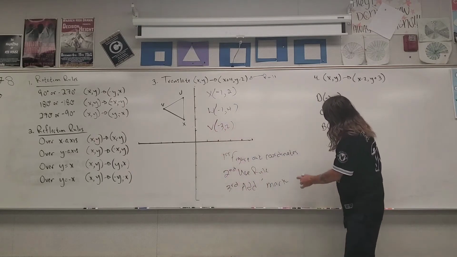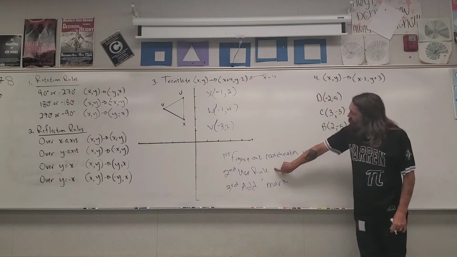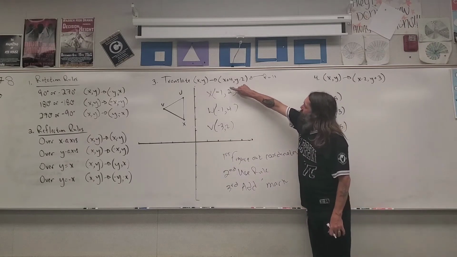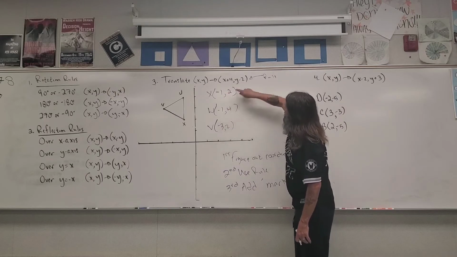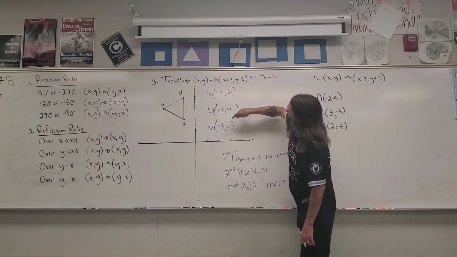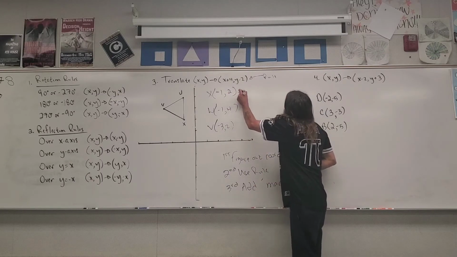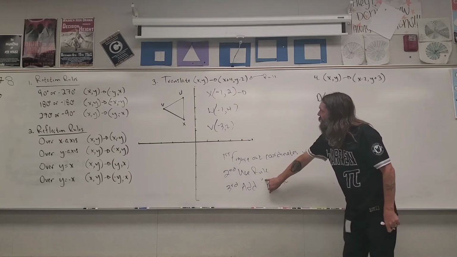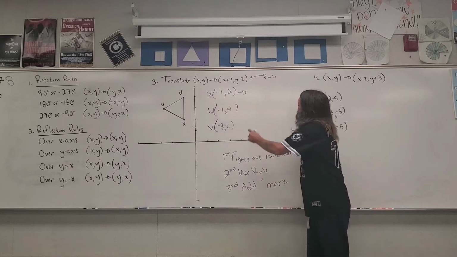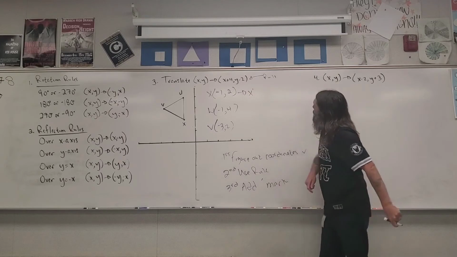So I did the first part, figure out the coordinates. Now I'm going to use the rule. Add 4 to the x's, take away 2 from the y's. Okay? And when we do this, make sure we add a prime mark. So now I go from x to x prime.